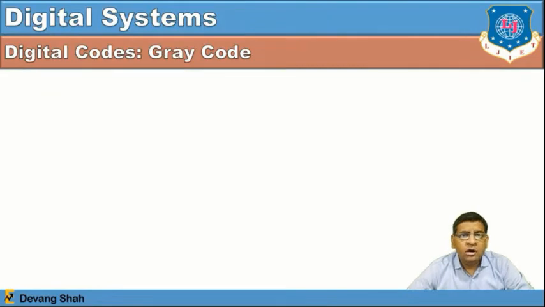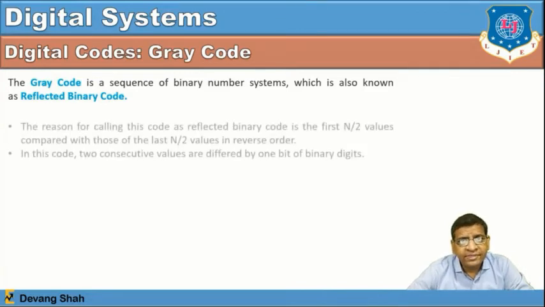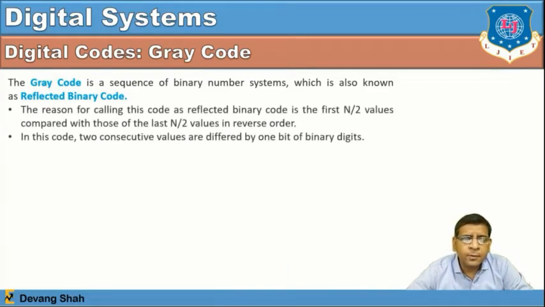Right. Now again, this particular code we define as the Gray code, and again you have to convert a decimal number into a Gray code. Now, what is this Gray code? The Gray code is nothing but a sequence of binary numbers, which is also known as a reflected binary number. This is a specific kind of code, and we use it for a specific purpose, for the generation and checking of data.